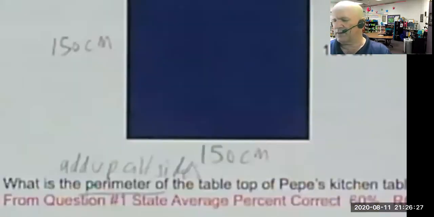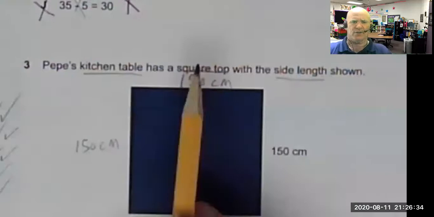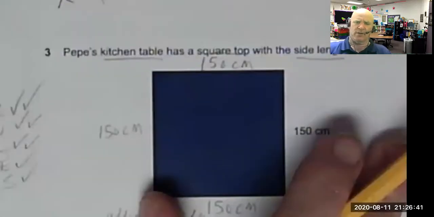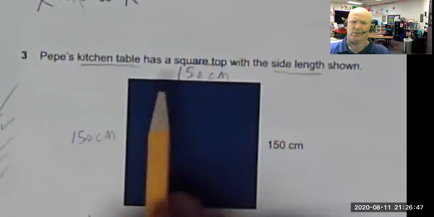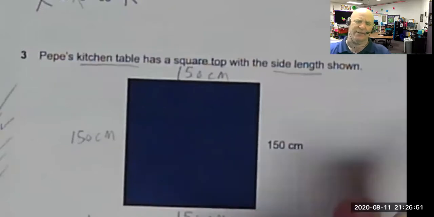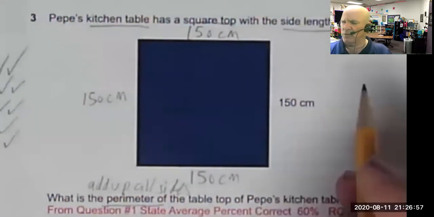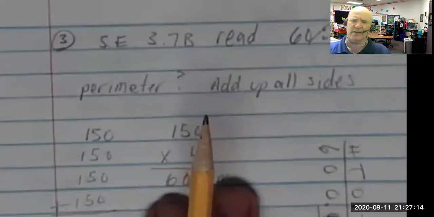So let's take a look and see what we have to work with in the problem now. Pepe's kitchen table has a square top with a side, singular, length shown. And so if one side is 150 centimeters and it's a square, it means that all 4 sides are equivalent in length. So we physically have to write 150 centimeters 4 times. So your kids could either do 150 times 4, or they could do 150 plus 150 plus 150 plus 150. And as you can see here, I've done that for you. Perimeter, add up all sides.